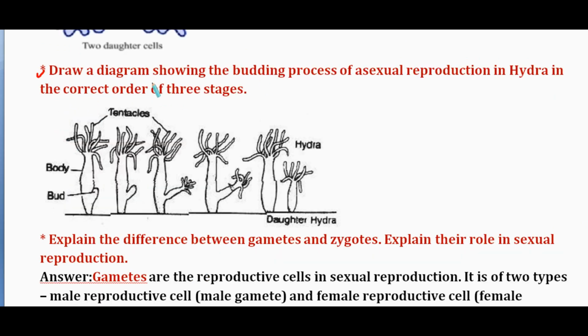Now next question: draw a diagram showing the budding process of asexual reproduction in hydra in the correct order of 3 stages. This is hydra, its body, and this is the bud, and these are known as the tentacles. The bud keeps increasing, and tentacles are formed. Now it is divided into two living beings, and these are known as daughter hydra.